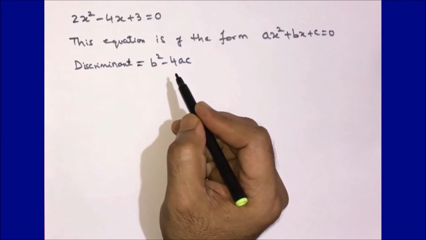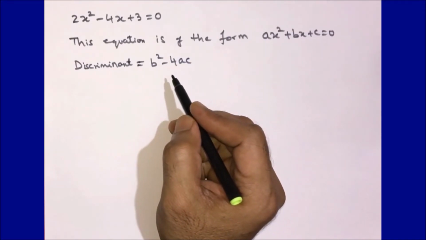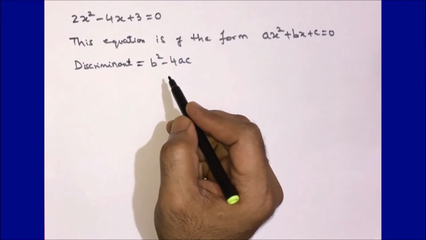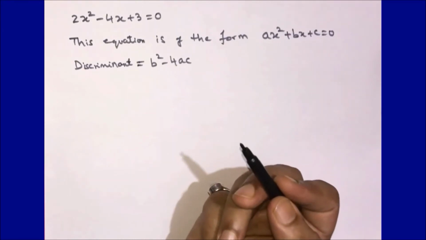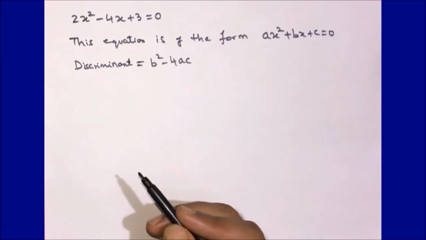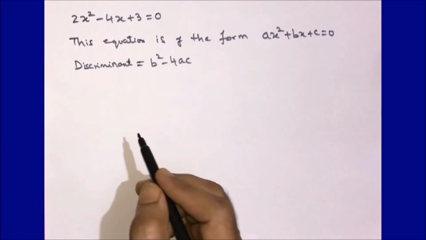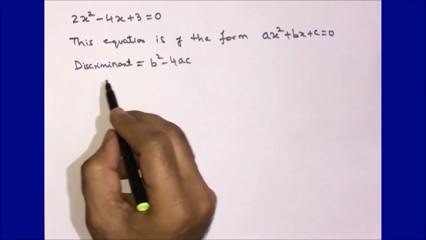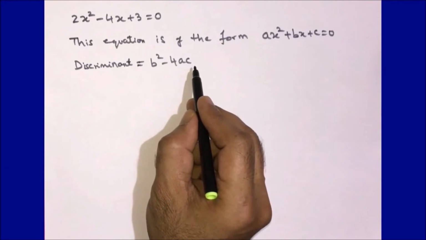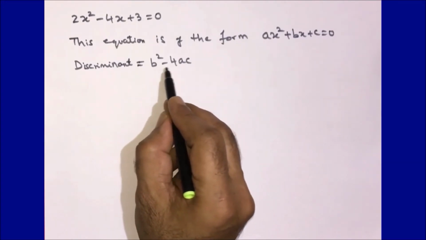Guys, I am repeating the spelling because it is advisable not to make any spelling mistakes. We know very well how to write correct spellings, so it will give a good impression if you write correct spellings instead of wrong spellings. So the discriminant is denoted by b^2 - 4ac.